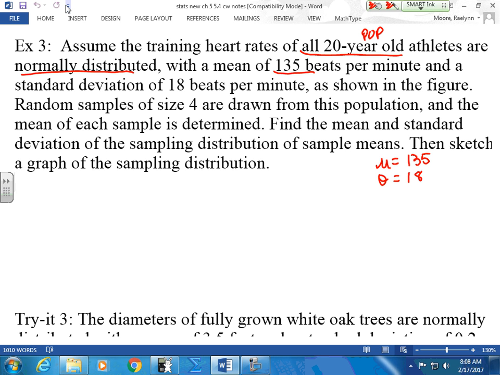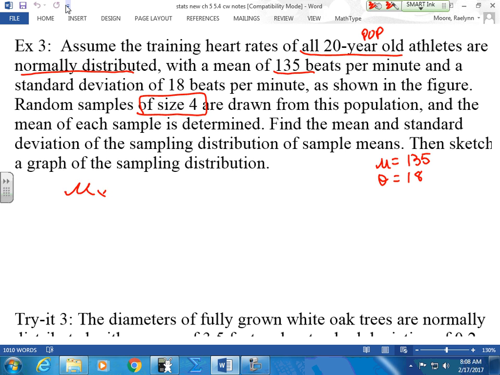Random samples of size 4 are drawn from this population, which also happens to be extremely small, and the mean of each sample is determined. Find the mean and the standard deviation of the sampling distribution of the means. Then sketch a graph of your sampling distribution. All they want is this.